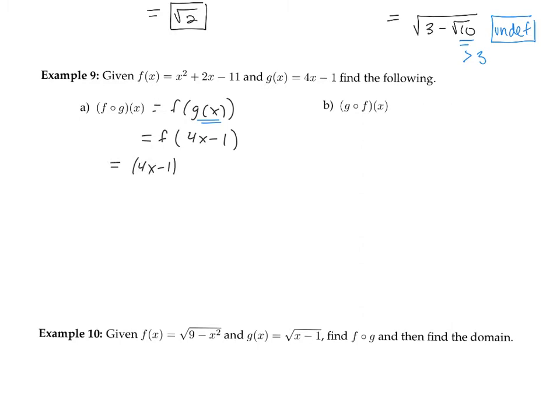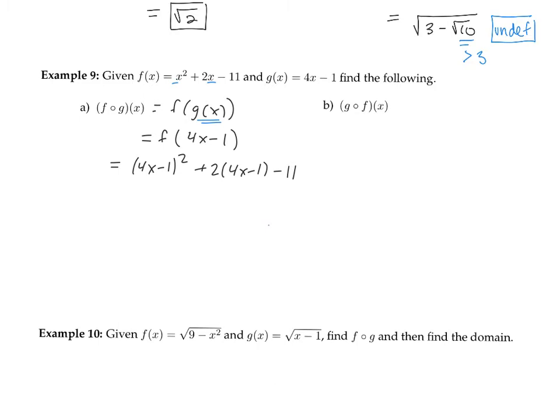So this is now 4x minus 1 squared plus 2 times 4x minus 1 minus 11. I mean, same thing like f of 3 would mean plug 3 in for all the x's, right? This just means plug in 4x minus 1 for all the x's. So it went in there and there. And then from there you should simplify.